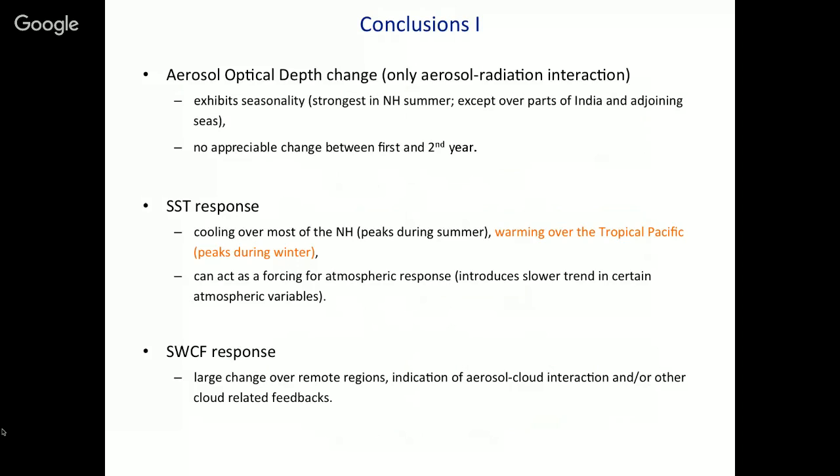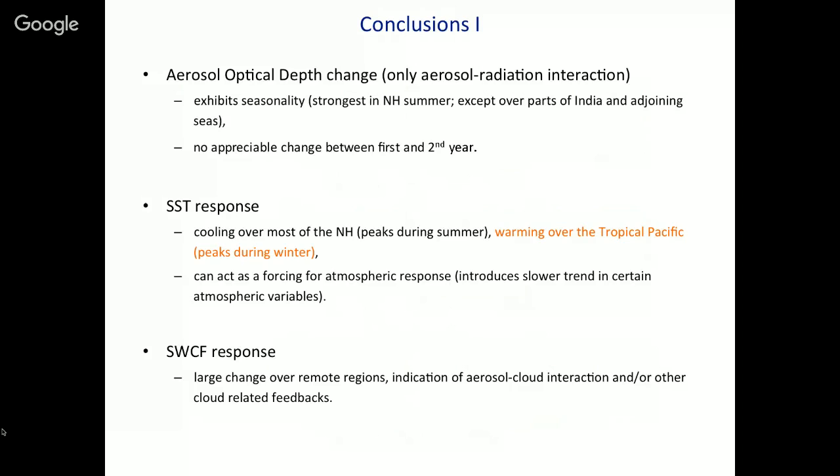So essentially we learned three things here. From the aerosol optical depth change, we know that it exhibits a seasonality which is strongest in the northern hemisphere summer. I haven't shown you this, but this also is seen. And there is no appreciable change between the first and second year. In the SST response, there is a cooling over most of the northern hemisphere, which peaks during summer. There's a warming over the tropical Pacific, which peaks during winter, which is the meat of this, what we're going to analyze in a little more detail.